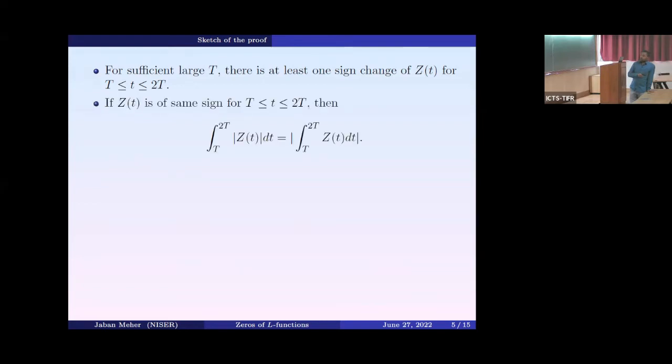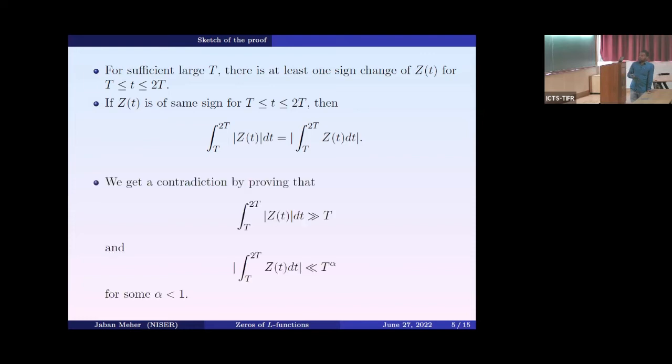Okay, so now this is the idea that if z_t is of the same sign, that means you are proving by contradiction. You want to prove that there is one sign change. Suppose it is not the case, then this holds, because no sign change means both are the same.